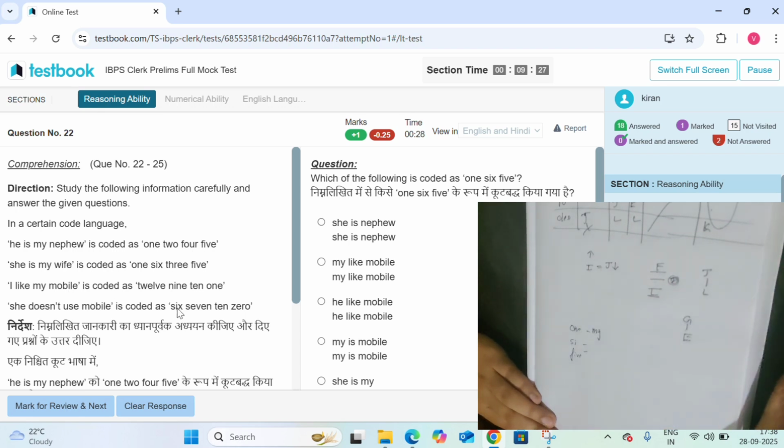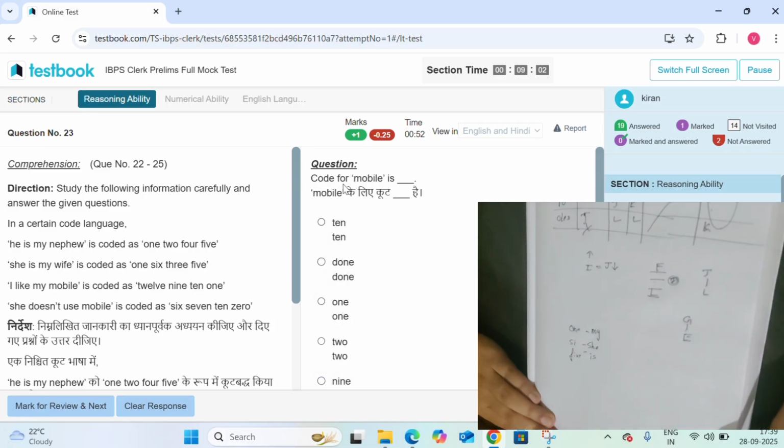Next, 6 and 6. Is there any common in 6 and 6? Yes. She doesn't use mobile. She is my wife. She is 6. Next, 5, 5, only 2, right? She is my wife and he is my nephew. That is 5, that means she is my. Okay. Code for mobile: common word for mobile, yes.